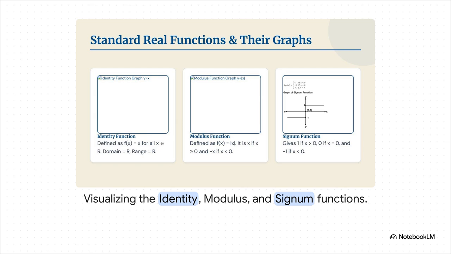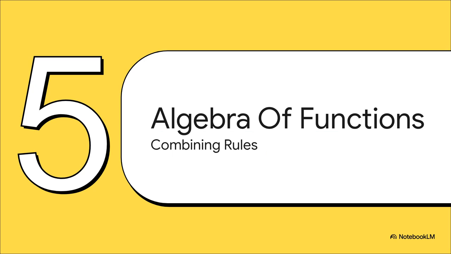Now visually run that vertical line test we just talked about across all three of these graphs in your head. Notice how a straight vertical line will never ever cross the drawn lines more than once? That visual proof right there confirms they are all perfect functions. Finally, Section 5, Algebra of Real Functions, Combining Rules.